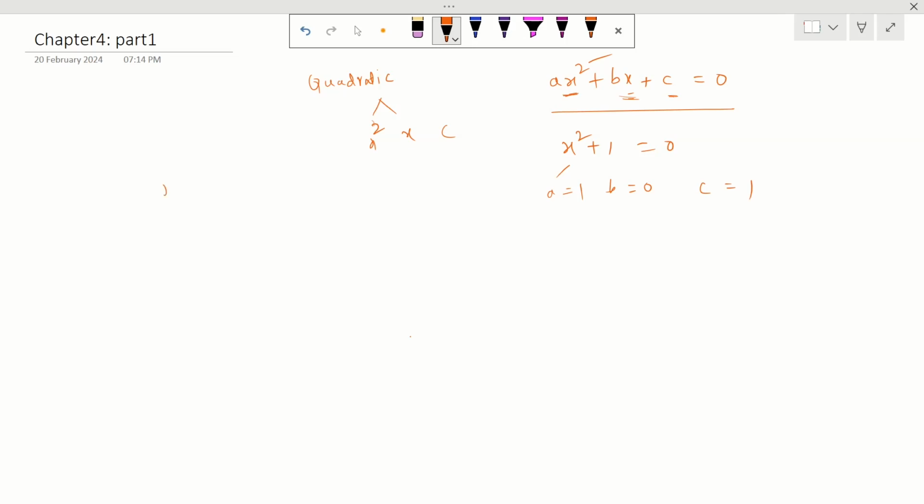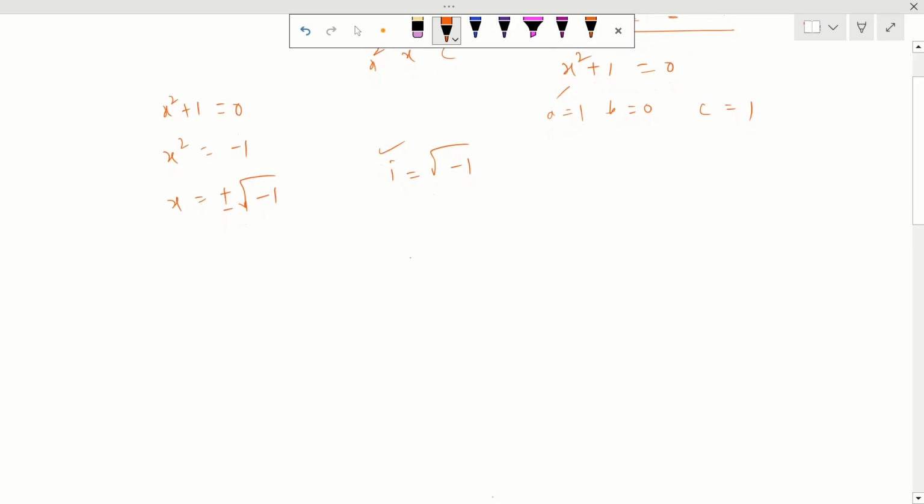When we solve x square plus 1 is equal to 0, then x square is equal to minus 1, and x is equal to plus or minus root of minus 1. This value, i is equal to root of minus 1, we take as the imaginary value. Then the solutions of x are plus i and minus i. If we take i is equal to root of minus 1, then what is the value of i square? So i square is minus 1.